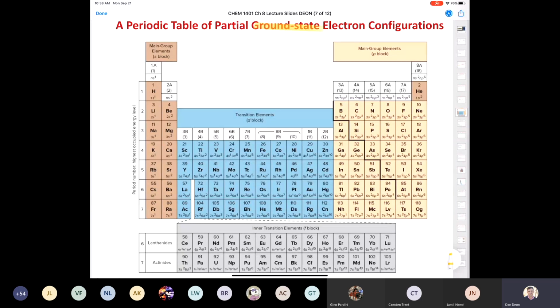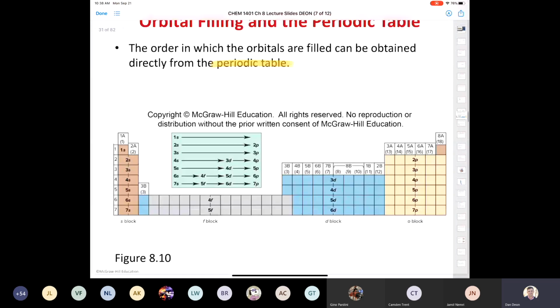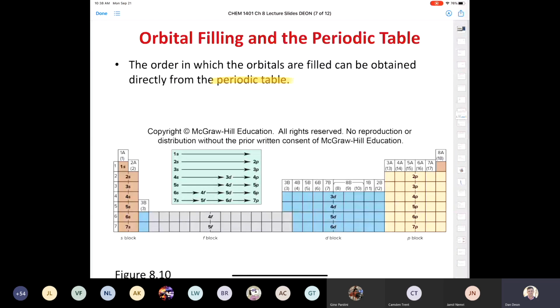I put a lot of slides in here to try to help you out. This is another one that shows you the order in which the orbitals are filled in the periodic table. You can take it directly from the periodic table. This is the way that I do it, 100% of the time. Is there another way? Yeah, there's another figure in the book that shows another way to order it. I don't teach that way because I find students always have a periodic table with them. I always give you a periodic table.